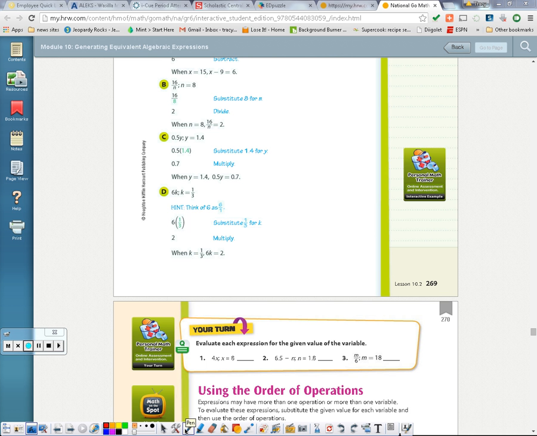0.5y. When the 0.5 is right up next to the y, we know it's going to be multiplication. So we're going to have 0.5 times y. Y is equal to 1.4, so it's going to be 0.5 times 1.4. 1.4 times 0.5. 5 times 4 is 20. 5 times 1 is 5 plus 2 is 7. Count the decimal places: 1, 2. So our answer is 0.7. 0.7 or 0.70? Yes.